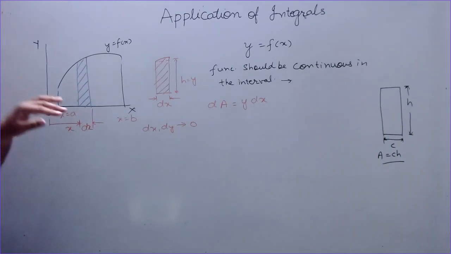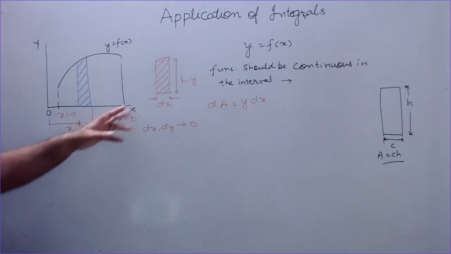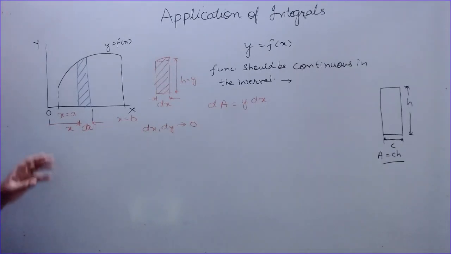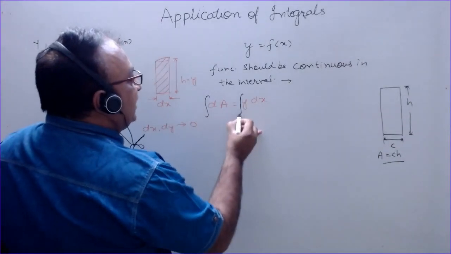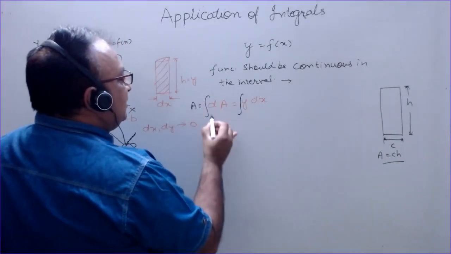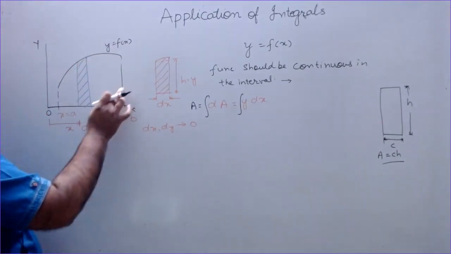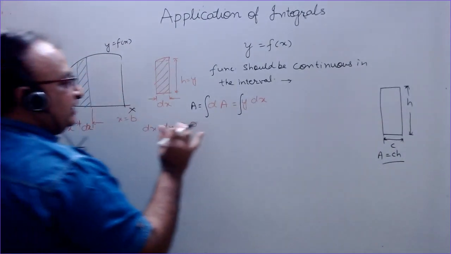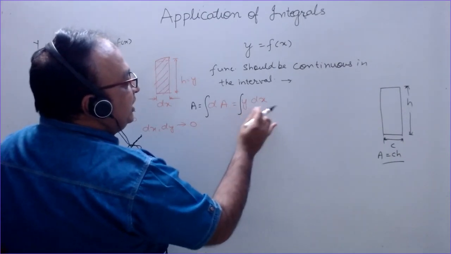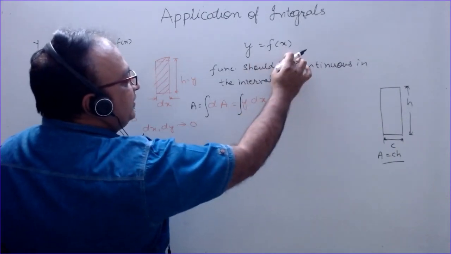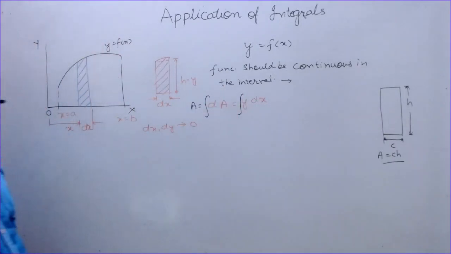If you have a large number of such rectangles such that the thickness is very small, the total area enclosed within this is given by the integral of this, assuming that the function is continuous. There is no gap and the function is continuous, it is given. So what is the variable here? y can be put here in terms of x, y is equal to f(x). So we have only one variable, x.